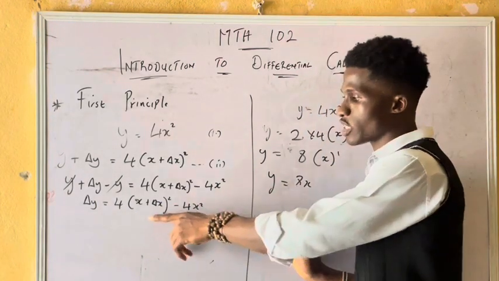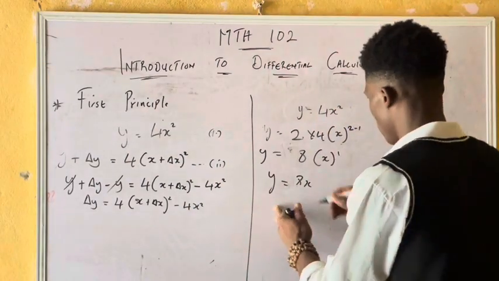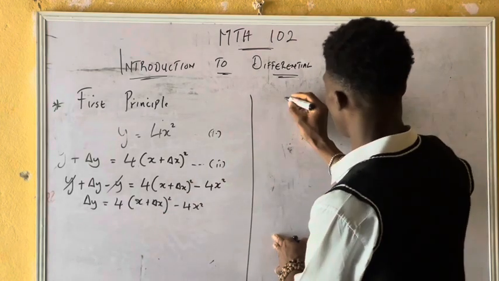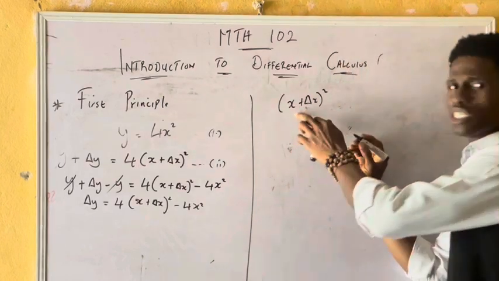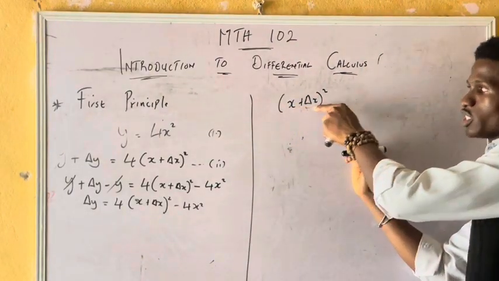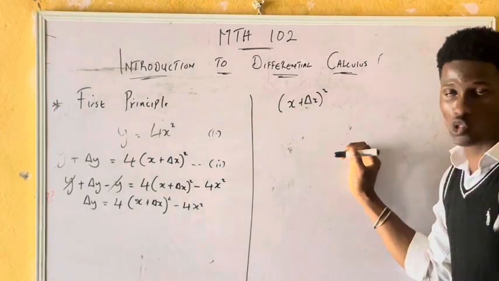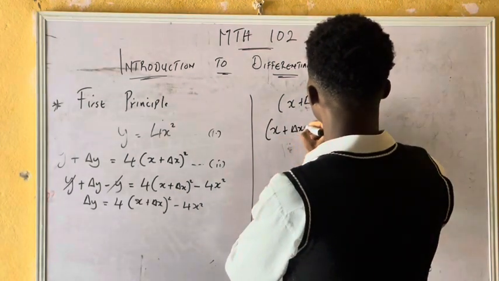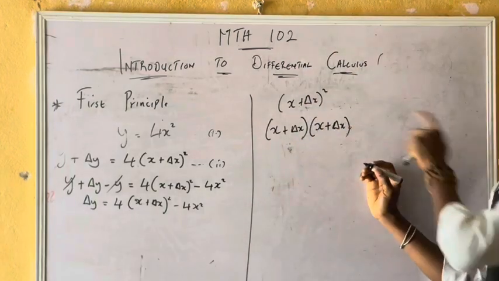So the next thing to do is to expand this. Do you know how to expand? Let us expand this, let me wipe this off first, in this particular place first. x plus change in x all squared. What this means is there are two of these identical twins, x plus change in x, two times, and these two are multiplying themselves. So this means x plus change in x times x plus change in x. This is what it simply means.